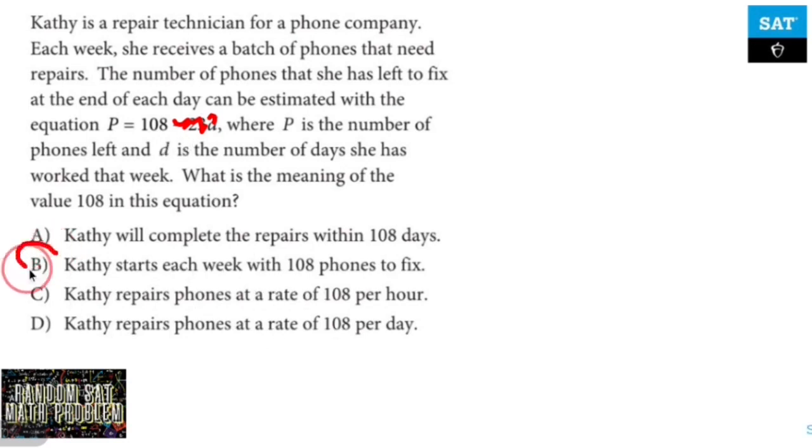So she starts out with 108. You can compare an equation like this to something in slope-intercept form, where this would be the slope or the rate. That would be the y-intercept. So the y-intercept is always what you start out with. And that's what we have here.